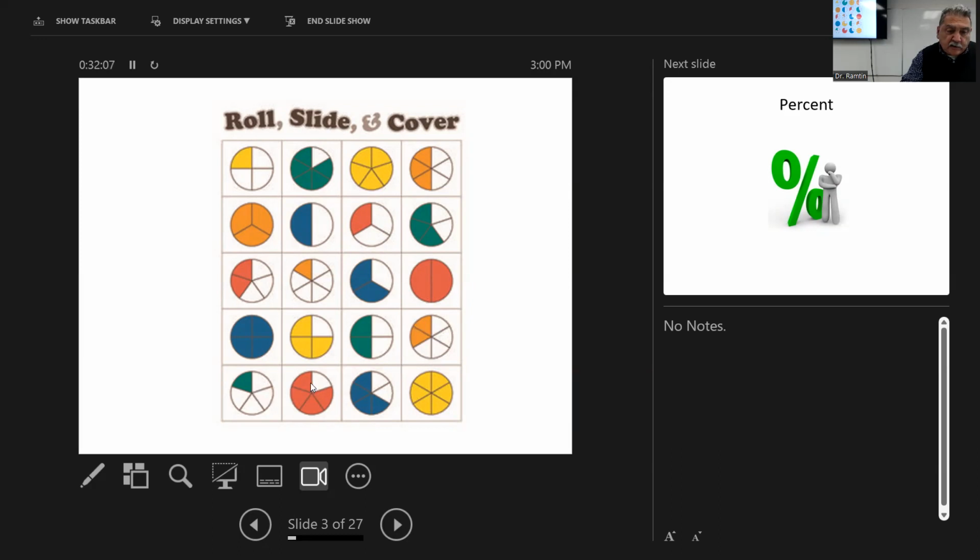Like this one, if we are looking at the dark orange area, 1, 2, 3, 4, it would be 4/5. It's been divided into 5 parts, and we are talking about the dark orange, of which there are only 4. I'm sorry, you don't see my mouse. You know what I'm talking about. All right. Good.